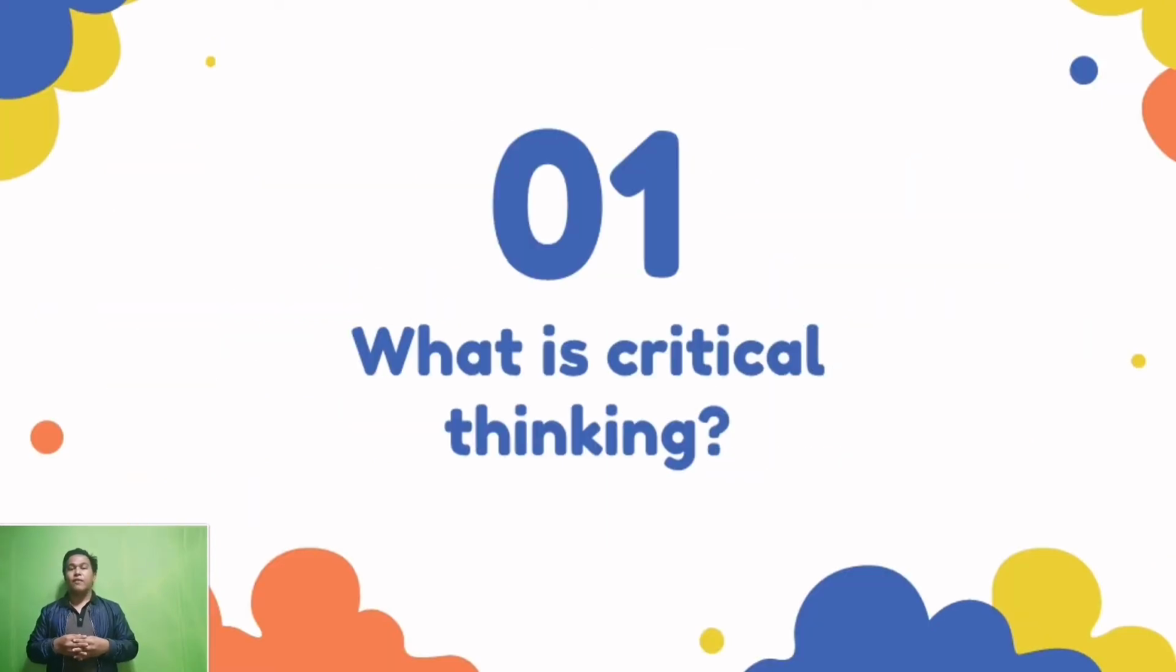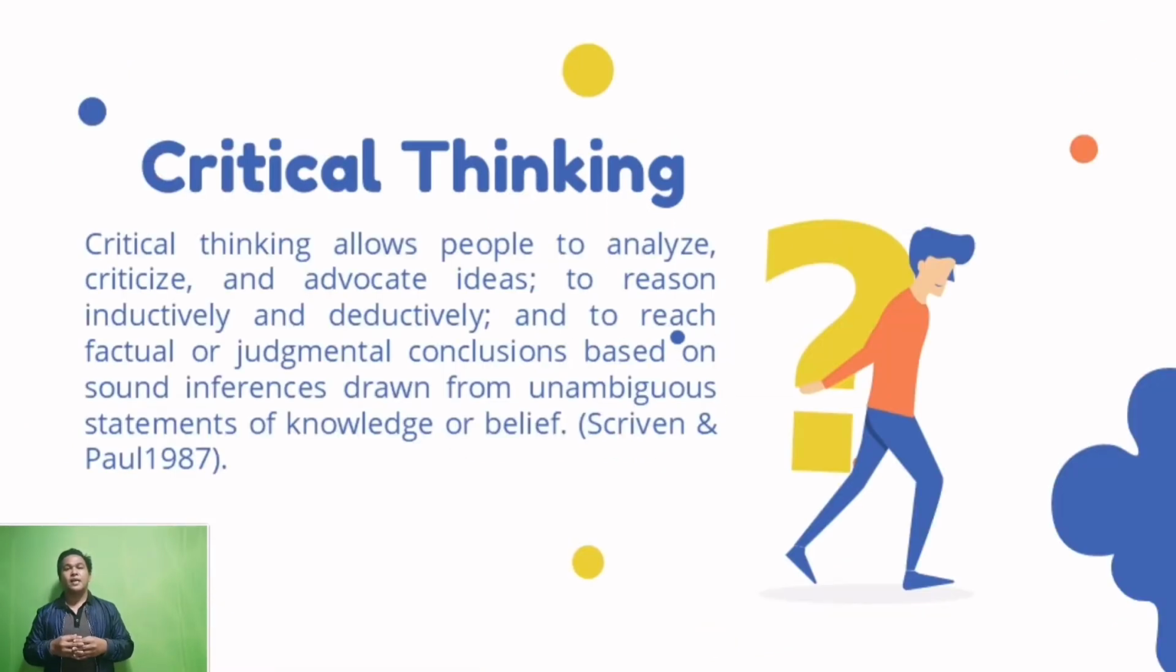And now let us define first our guide question, which is, what is critical thinking? Critical thinking allows people to analyze, criticize, and advocate ideas, to reason inductively and deductively, and to reach factual judgment or conclusion based on the sound inferences drawn from ambiguous statements of knowledge or belief. So basically, critical thinking is the intellectual disciplined process of actively and skillfully conceptualizing, applying, analyzing, synthesizing, and or evaluating information gathered from or generated by observation or the action. And it is a reasoning guide to belief and action.